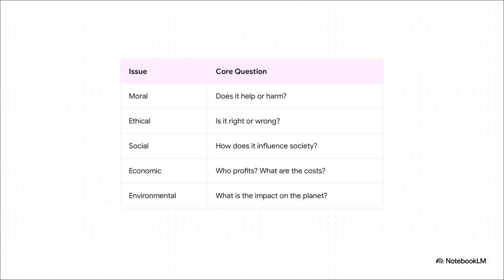Let's go back to the smartphone. Morally, does it do more to help or harm? I mean, it connects us, but it also enables cyberbullying. Ethically, what choices were made about our data privacy? Socially, how has it completely changed how we interact? Economically, who's getting rich from it? And environmentally, what's the real cost of making and throwing away billions of these things? See, this is how you build a complete, nuanced analysis.